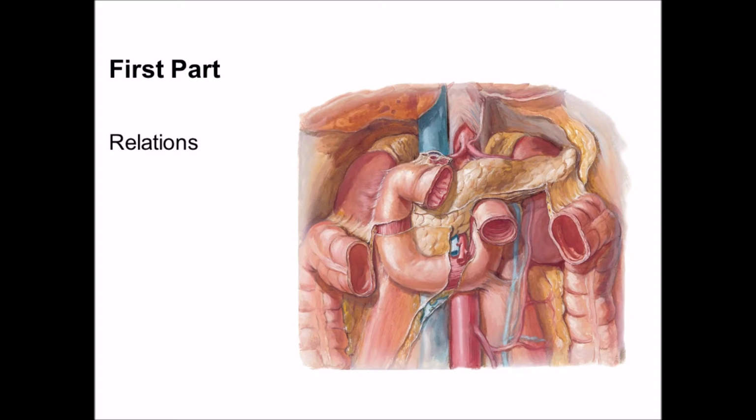It is directed upwards, backwards and towards the right side. The relations of the first part are: anteriorly it is covered by the peritoneum of greater sac, and after the peritoneum it is related to the quadrate lobe of liver, neck and body of gallbladder. Most of the posterior surface of first part of duodenum is non-peritoneal, but near the pyloric part it is covered by the peritoneum of lesser sac, and the non-peritoneal part is related to three structures.